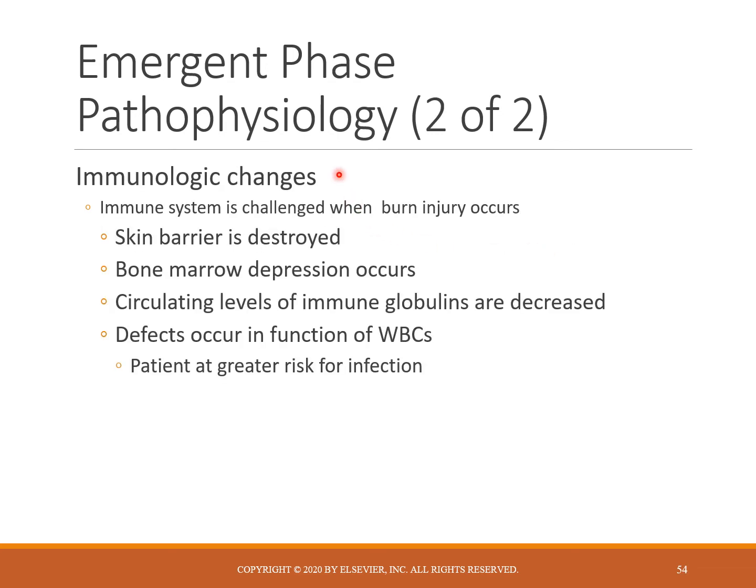And with the immune system, of course, because of that burn injury, remember, our skin is our barrier. It's the largest organ that we have, our skin. So it protects us. So just imagine if it's destroyed, then what's going to happen? Our immune system will try to protect us as much as it can. But when you look at it, it can suppress bone marrow, and what's going to happen, the immunoglobulins will decrease and WBCs might have a defect because of this burn injury. So this is not good. Your patient will be at risk for infection.